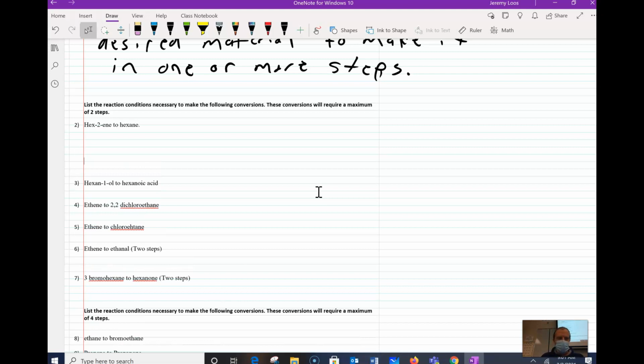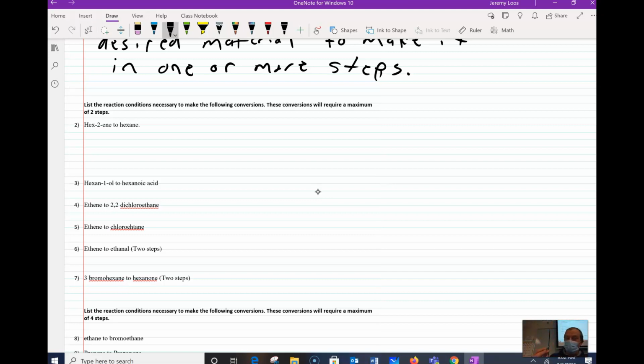First one says hex-2-ene to hexane. So we're saturating that. Does anyone recall what you've got to do to saturate an alkene? What you reacted with? Go ahead, Emily. Yes, and most importantly, though, you need the hydrogen too. Yeah, because we've got to add the hydrogen to it. So yeah, that's correct.